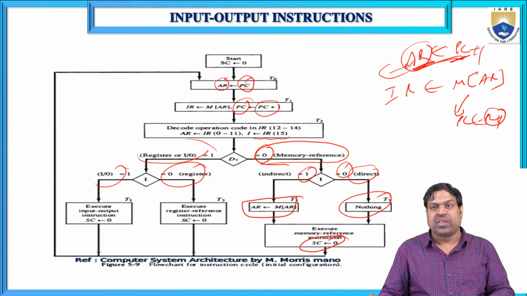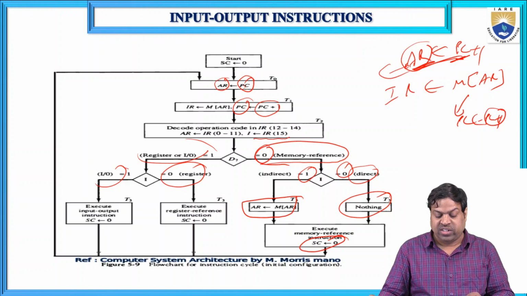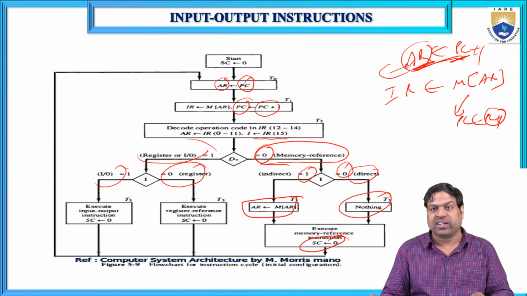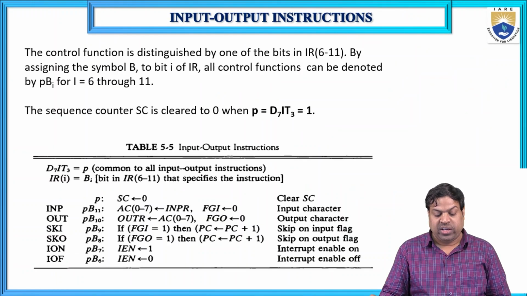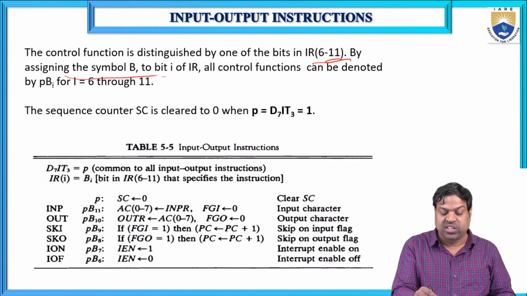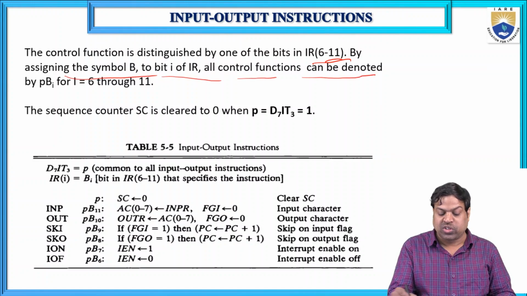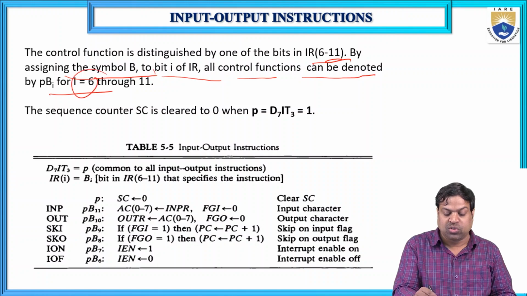Okay. So input output instruction from start to end, what will happen means two conditions are there. That means reference is 0 or 1. 0 means memory reference, 1 means register reference. So memory reference means if 0 direct, 1 means indirect. Register reference means register equal to 0 or input output equal to 1, two types. Here the control function is distinguished by bit 11 of IR by assigning the symbol B of IR. The control functions can be denoted by I equal to 6 through 11.